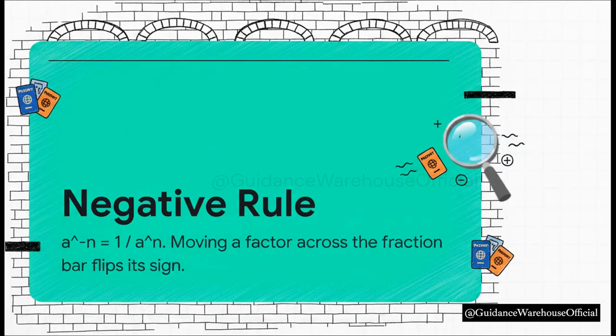I like to think of the fraction bar kind of like a physical border or a wall. Moving a factor across that fraction bar, from the numerator down to the denominator or vice versa, simply flips the sign of its exponent. It's like stamping a passport to cross the border. A negative exponent on top simply means it actually belongs on the bottom as a positive.